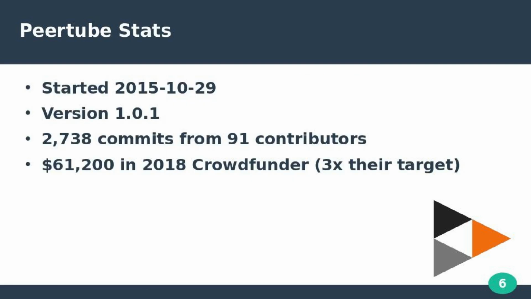In fact, just about a week ago, or beginning of this week, version 1.0.1 was just released, so it's their first official release. There's been over 2,700 commits by 91 different contributors, and Peertube really came into their own just this past summer when they started a crowdfunder and surpassed over $60,000 US in support. So clearly, the best way in open source to get a project supported is to vote with your wallet. Open source is usually free, it's accessible, so these people have to make money somehow.